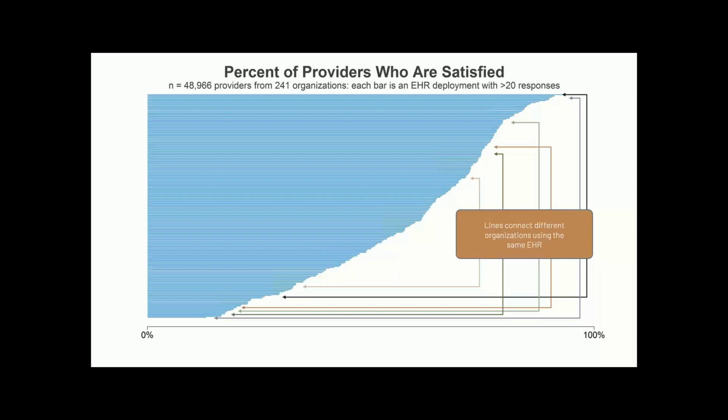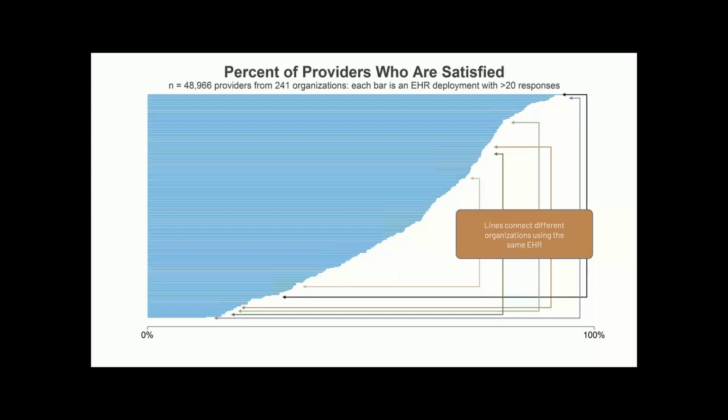Now, the lines that are over there on the right, that shows you the EHR vendor. And the black one, for example, that is the EHR vendor that the number one scoring health system with the best EHR satisfaction purchased. Down the line that draws down to the bottom, that is another health system on the same EHR.